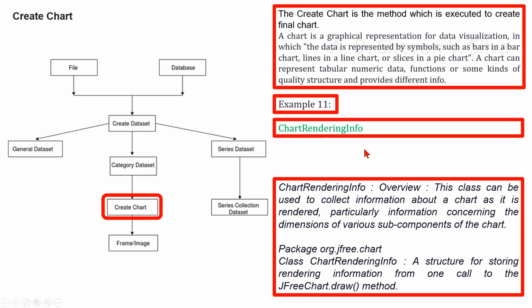Overview of ChartRenderingInfo. This class can be used to collect information about a chart as it is rendered, particularly information concerning the dimensions of the various subcomponents of the chart. The class ChartRenderingInfo in package org.jfree.chart is a structure for storing rendering information from one call to the JFreeChart.draw method.